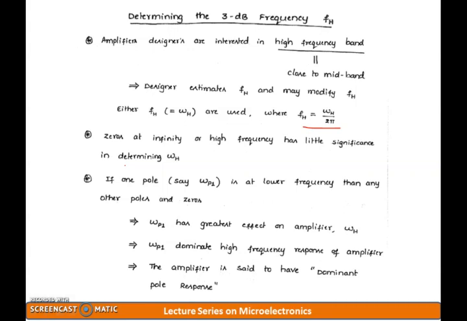Typically, if any one pole, say omega P1, is at a lower frequency than any other poles and zeros, then that particular pole, omega P1, has the greatest effect on the amplifier frequency, that is omega H, and omega P1 dominates the high frequency response of the amplifier, and the amplifier is said to have a dominant pole response. So under this condition, the poles play a vital role in determining the higher cutoff frequency.